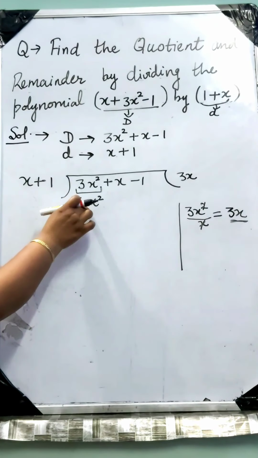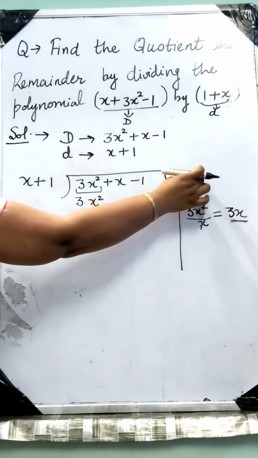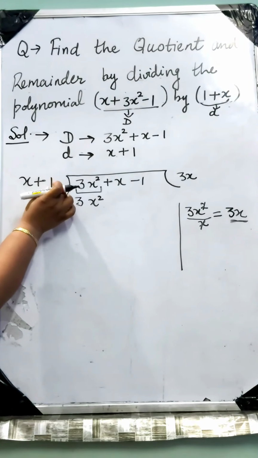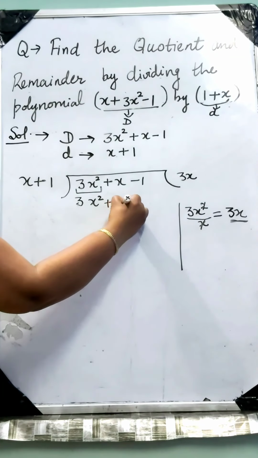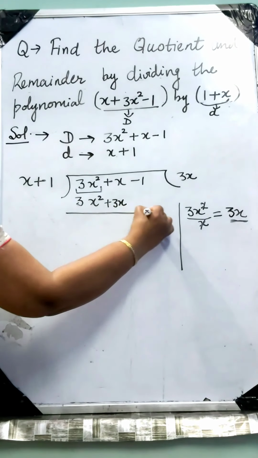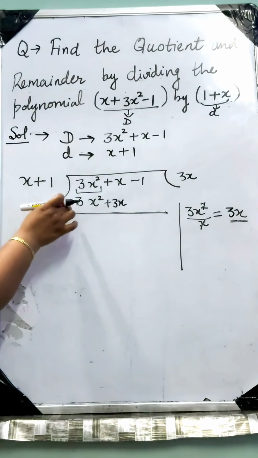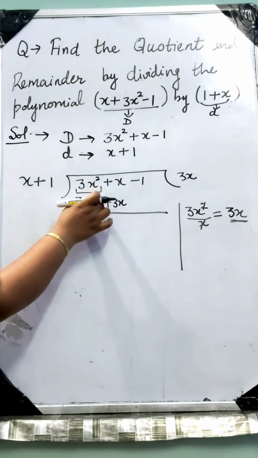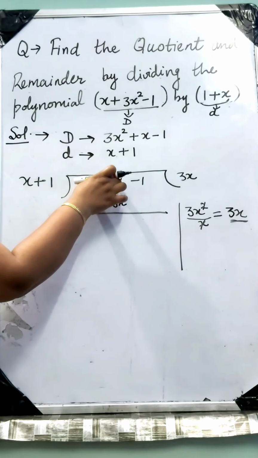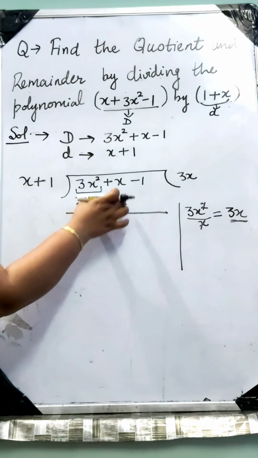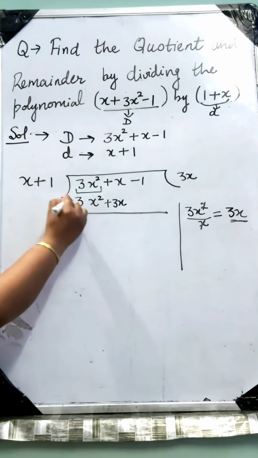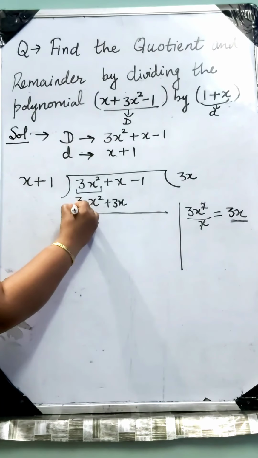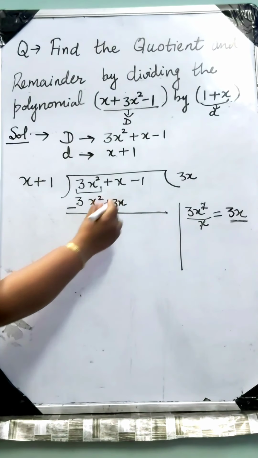Write like terms under like terms. Now multiply this 3x with the second term of the divisor. 3x into plus 1 equals plus 3x. Now you have to subtract this product from the dividend. To subtract this product from the dividend, you have to change the sign of the product. If here is a plus sign, then you have to convert it into a minus sign.